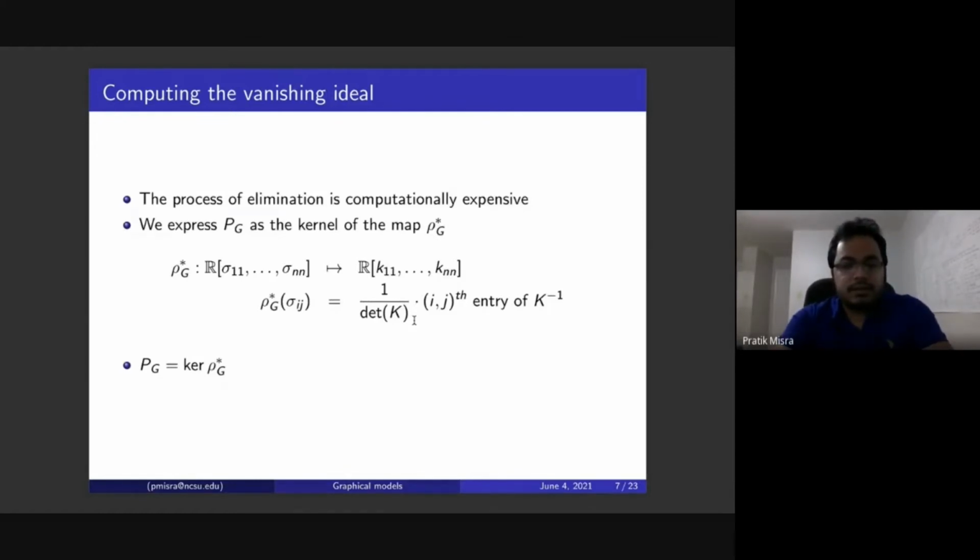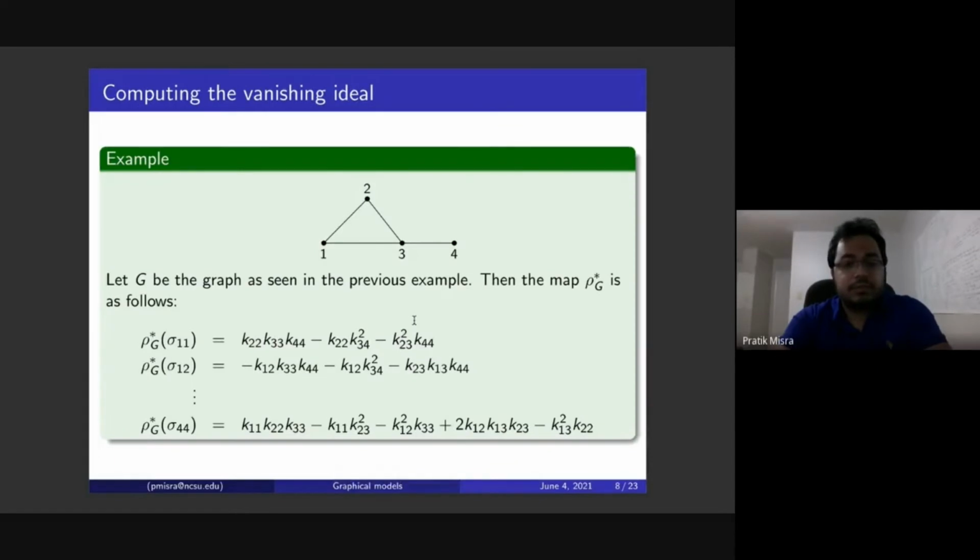So let's look at the same example that we computed in the previous one. For this graph, the map rho star would be given something like this. So we have, let's say, sigma 1, 1. Then sigma 1, 1 is basically mapped to the 1,1th entry of K inverse. Similarly, sigma 1, 2 is mapped to the 1,2th entry of K inverse, and so on. And that's how the map is defined. And computing the kernel of this map is comparatively less expensive than computing the elimination process. Okay, so that's how a general vanishing ideal is obtained for a model.